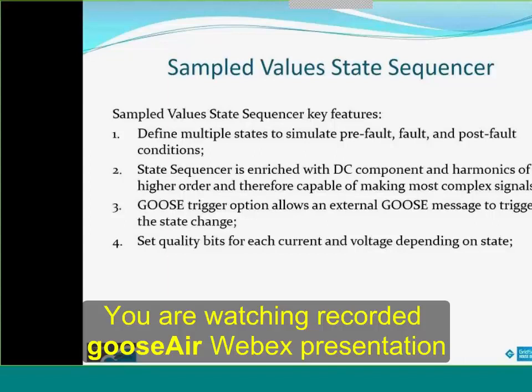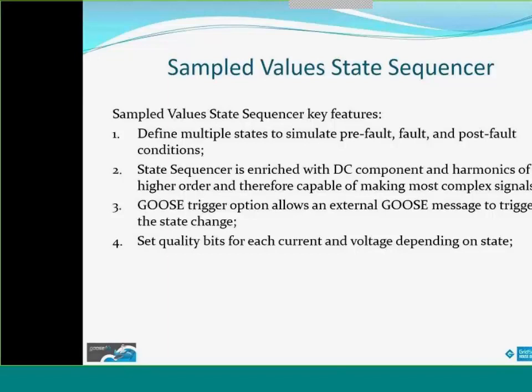State sequencer also offers DC components and harmonics of higher order up to 9 harmonics for simulating complex signals. And there is also a goose trigger, which can be used as an external input and change the current state of the state sequencer. And setting of quality bits for each separate phase is also available through state sequencer.